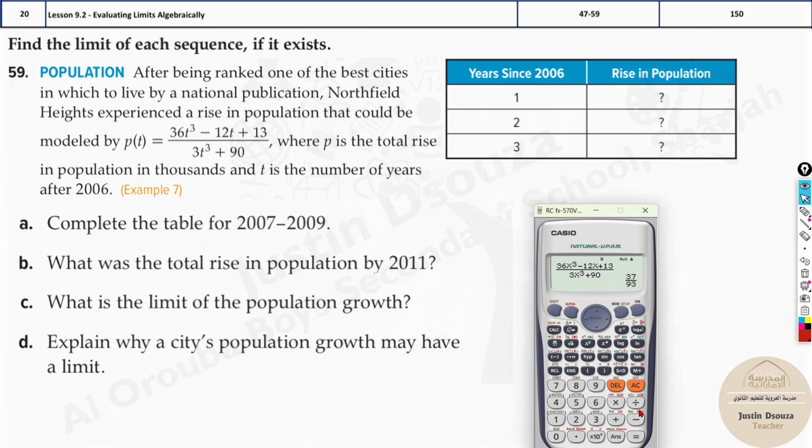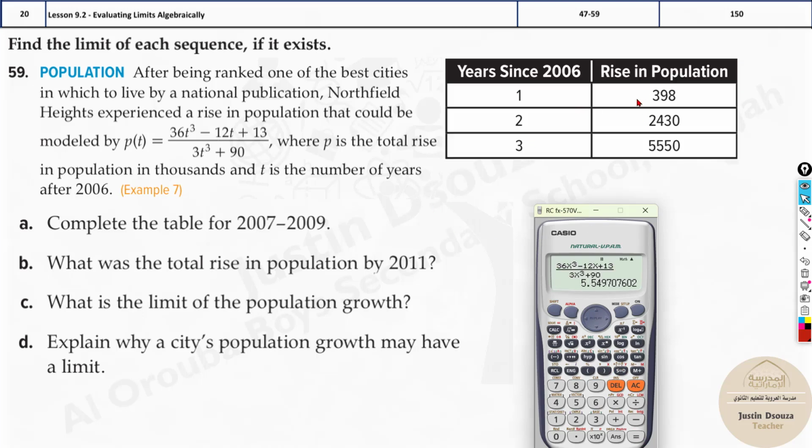Calculate at 1. The answer is 0.397, but it's in thousands. So multiply this by 1000. It'll be 398 people. And then for year 2, calculate at 2. Here it is, 2430, you can say. And then lastly for the third year, oh, I just removed it. So let me just type it back again. Here we have it, and then calculate it at 3. The answer is 5000 and so on.